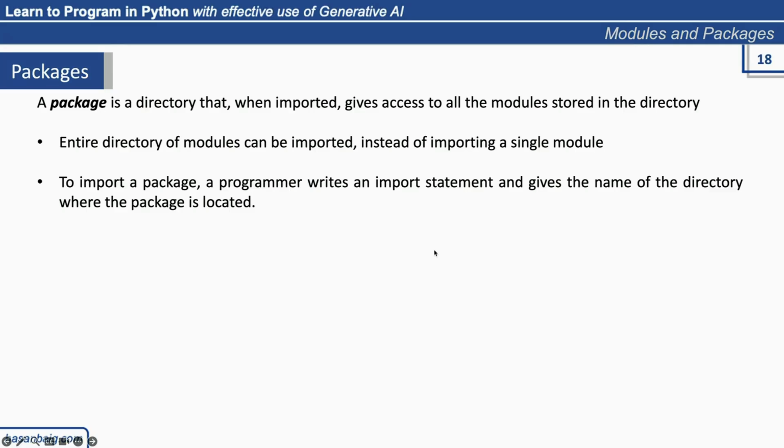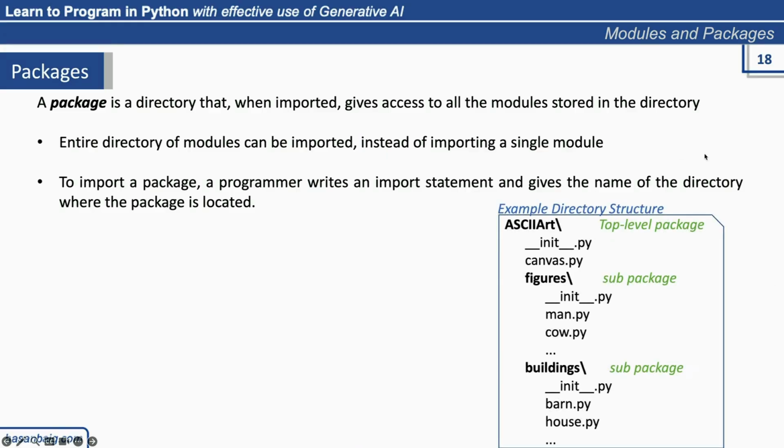And to import a package, the programmer writes an import statement and gives the name of the directory. The standard way of representing a directory structure in documents is like this. Do not get confused. It's not my convention, it's the standard convention. This is how the directory structure is represented. So let me tell you how you can perceive it. Let's call it ASCII art. ASCII art is the main directory.